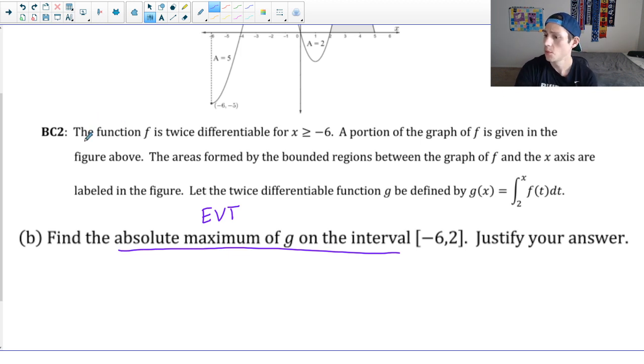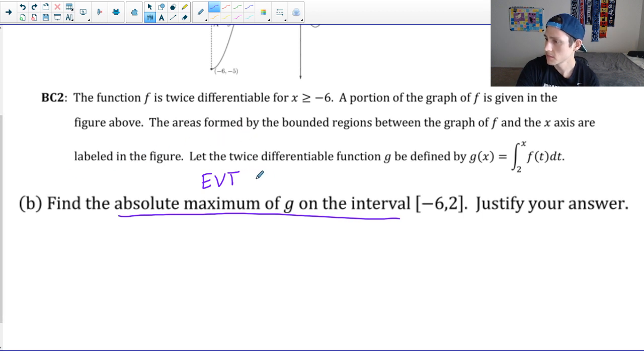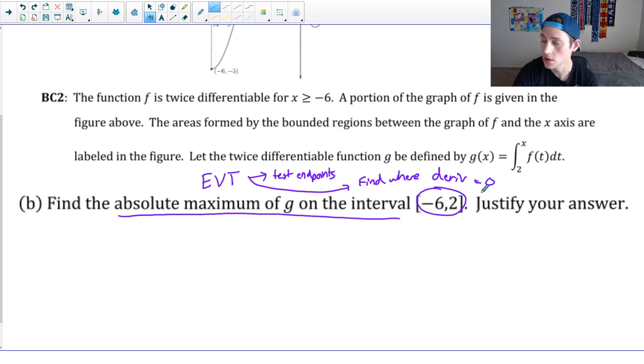So we have to do a couple things here in order to use the extreme value theorem. We have to test the endpoints, so that would be -6 and +2. Maybe that's where the extreme values are, the maxes and the mins. Or, well, and we need to find where the derivative equals 0, and we need to test those points. That's what the extreme value theorem does.